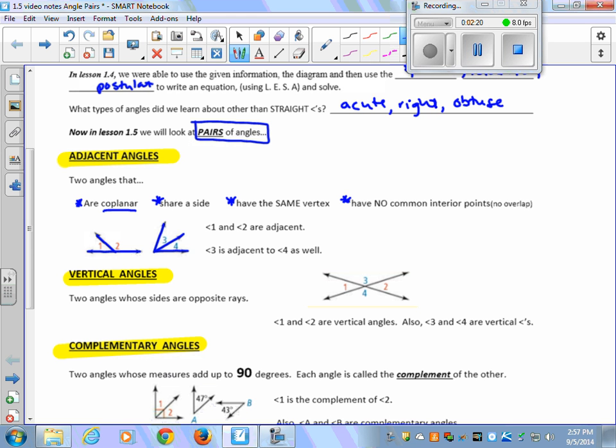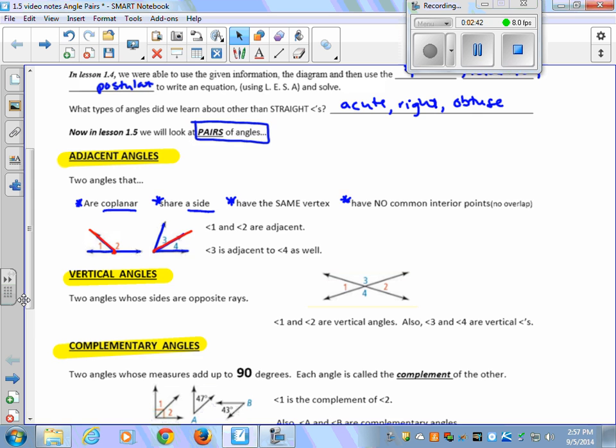They have to share a side. So angle 1 and 2 share this side. Angle 3 and 4 share this side. They have to have the same vertex, and they have to have no common interior points. In other words, they don't overlap.